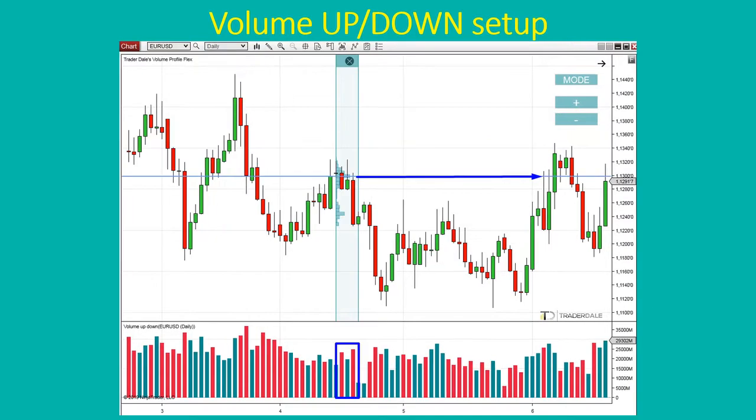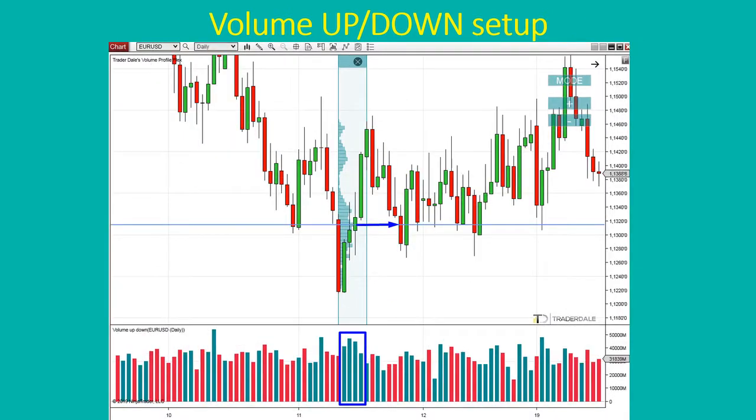Alright? Now, another example. Volume spike in here. So you draw the volume profile over this area, over those candles. Heaviest volumes within this area were right there. So you draw a line, wait for pullback, and this is the reaction you are waiting for. Alright, so next example.